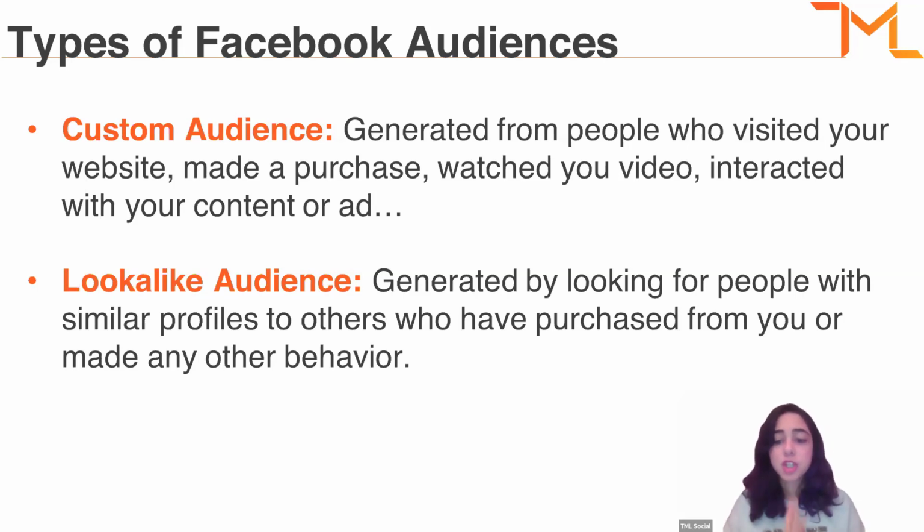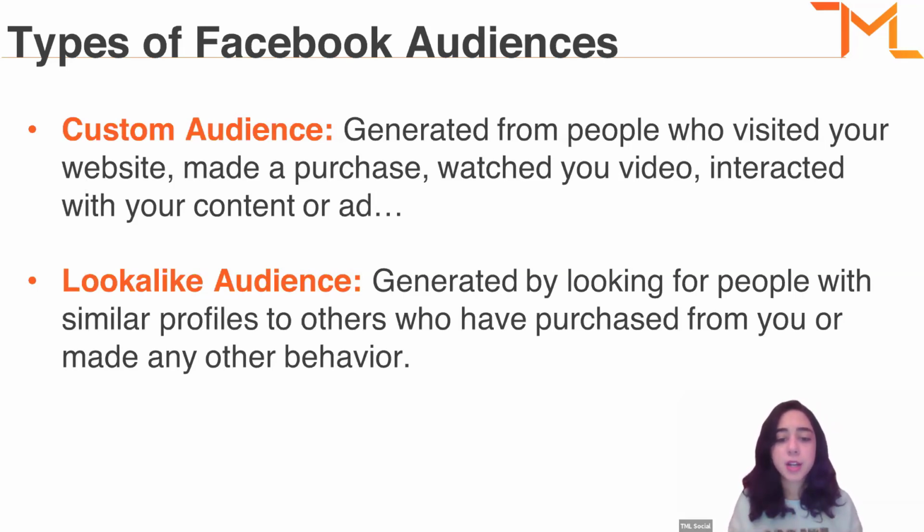Now, generating a lookalike audience means you're looking for people who have a similar profile to others who have performed a certain activity. So we're taking our custom audience, the people who have made a purchase, who have watched our video, who have interacted with our ads, who have been following us for a long time on social media, and then we're searching for people who have a similar age, similar interests, and have purchased from other websites before, because first-time buyers sometimes are hesitant to buy.